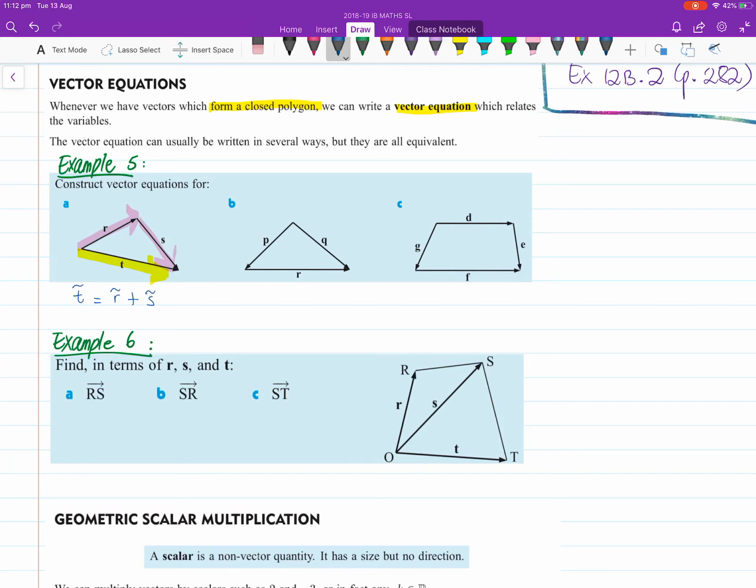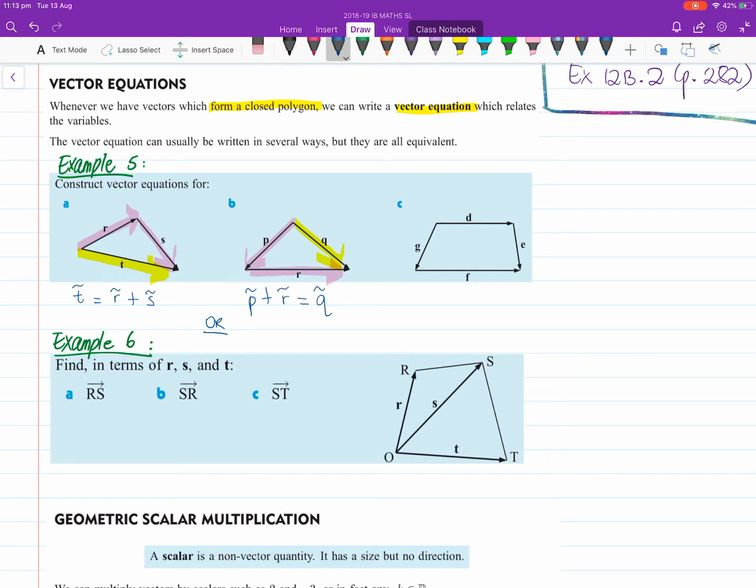Let's have a look at question B. You can see it's sort of pointing in different directions. So either you could reverse one of them and make it the negative vector, or you could just find the ones that do naturally flow together. I'm probably more inclined to go with what naturally flows. So I can see vector P plus vector R is going to equal vector Q. So I would go vector P plus vector R equals vector Q.